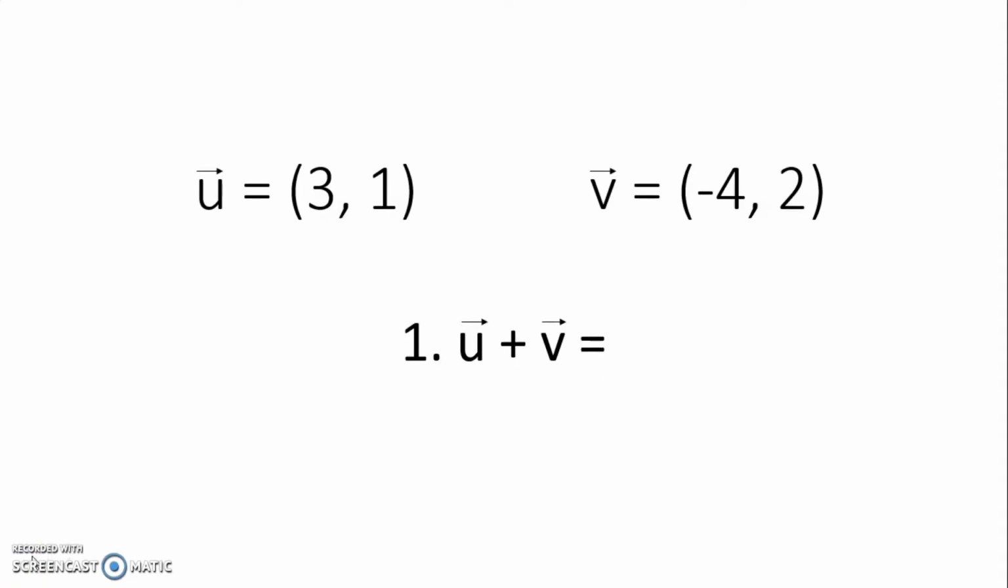We are asked to find vector u plus vector v. Now, to look for vector u plus vector v, I want us to know that the 3 under vector u is our x1, while the 1 is our y1, so we are having x1, y1. The -4 under vector v is our x2, while the 2 under vector v is our y2.